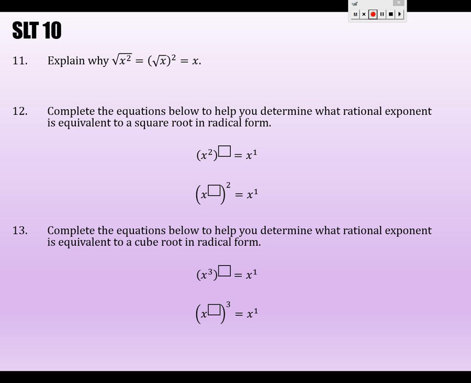Number 11 and 12 and 13 might look like we're kind of changing what we're doing, but we're not. By the way, assume X is positive here. Yeah. Why does that work?